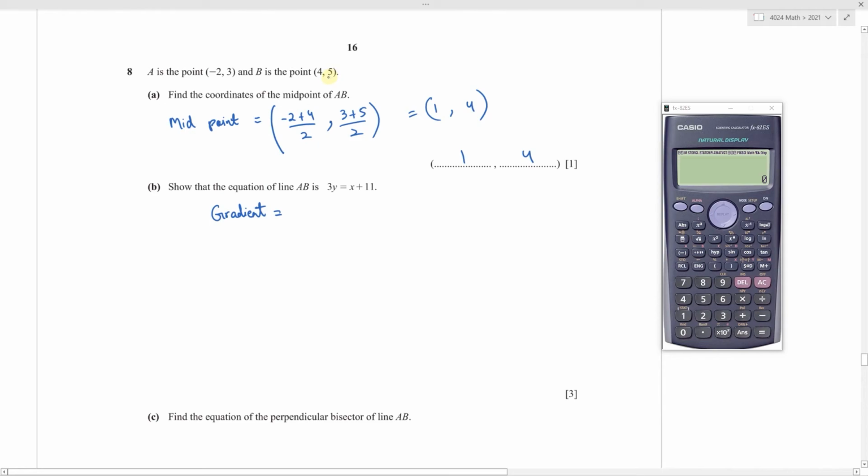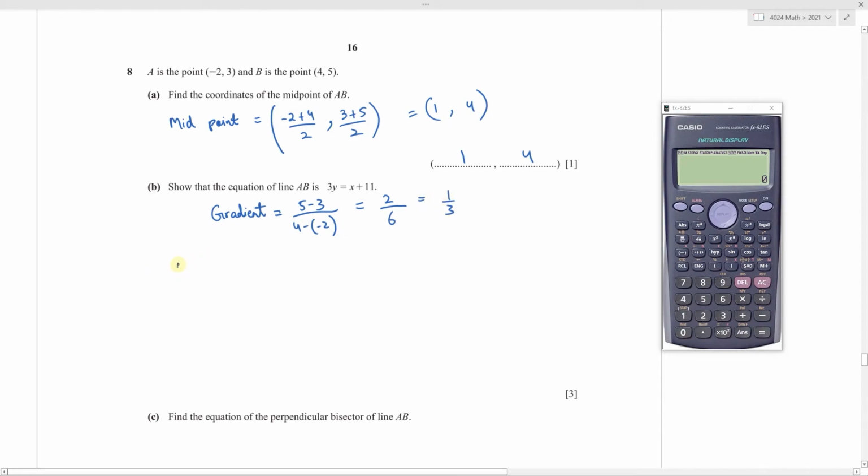So let's take these as x2, y2, x1, y1. So y2 minus y1, 5 minus 3, over x2 minus x1, which is 4 minus minus 2. 5 minus 3 is 2. This will become plus. 4 plus 2 is 6, which is 1 over 3.